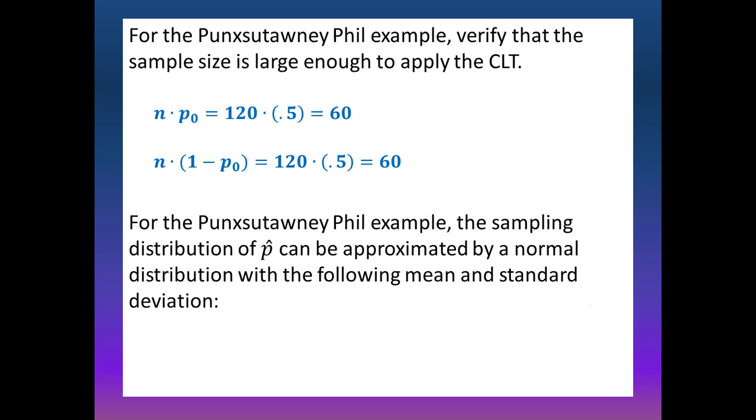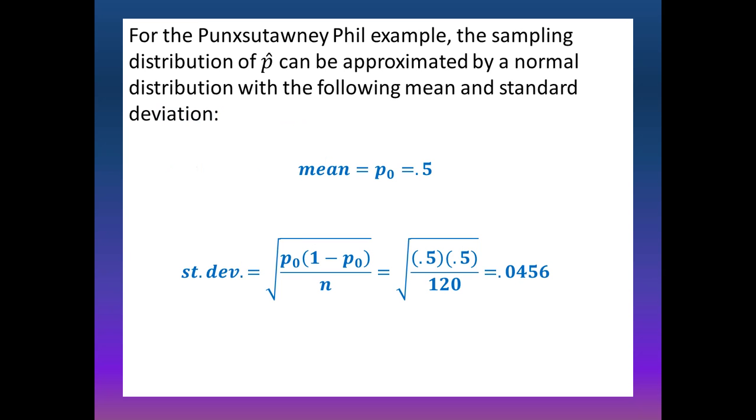For the Punxsutawney Phil example, p0 is 0.5, since the null hypothesis is p equals 0.5. n times p0 and n times 1 minus p0 are both 60, which is greater than or equal to 10. So we're all set for the central limit theorem. So we can approximate the sampling distribution using a normal distribution with a mean of 0.5, coming directly out of the null hypothesis, and a standard deviation of the square root of 0.5 times 0.5 divided by 120. If you round to 4 places, it's 0.0456.